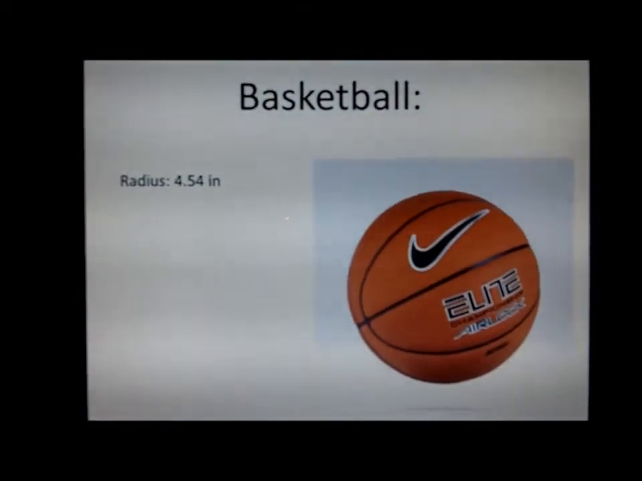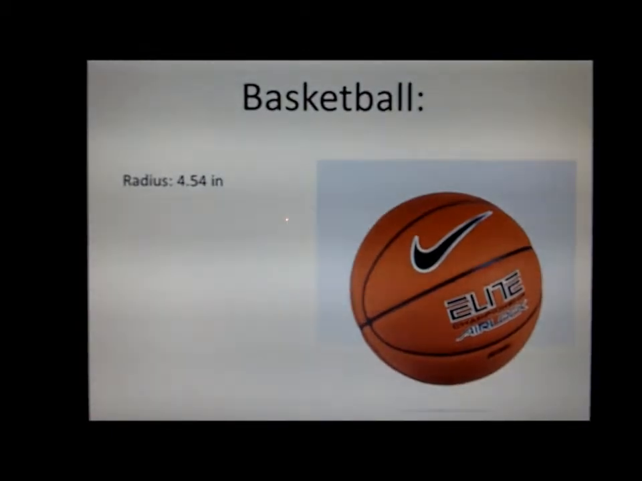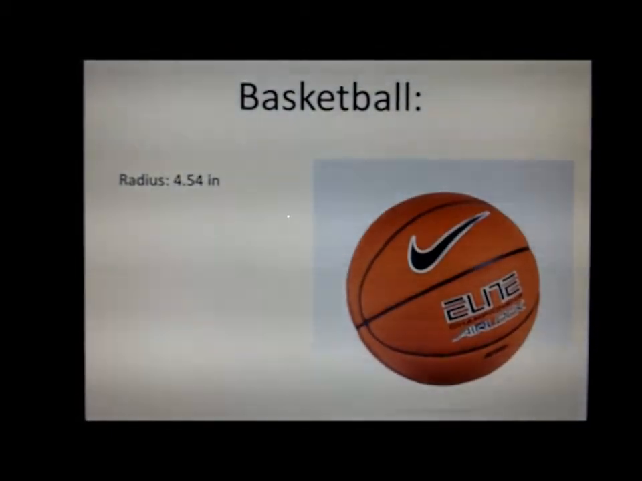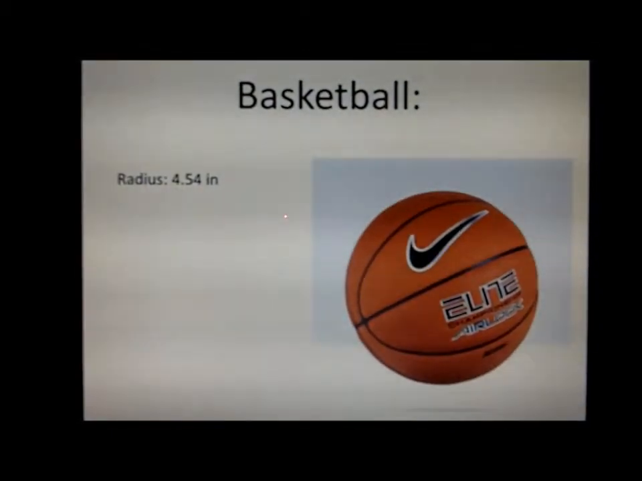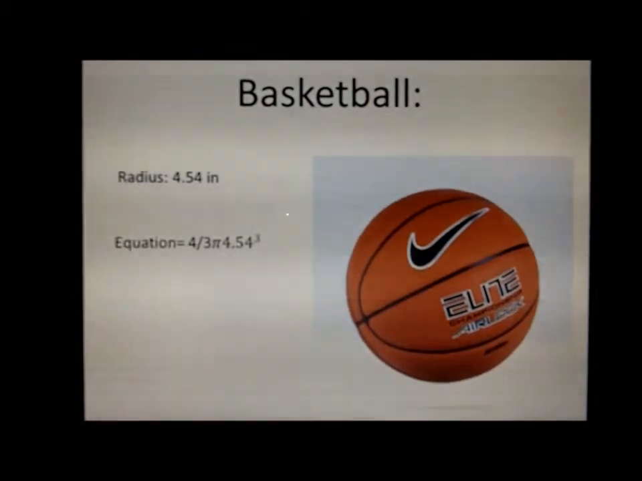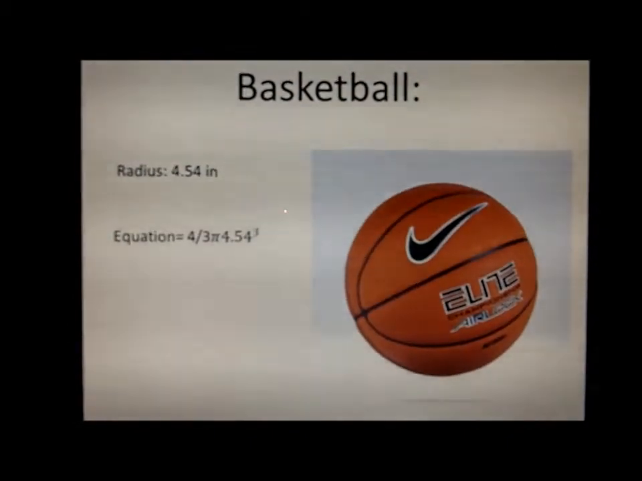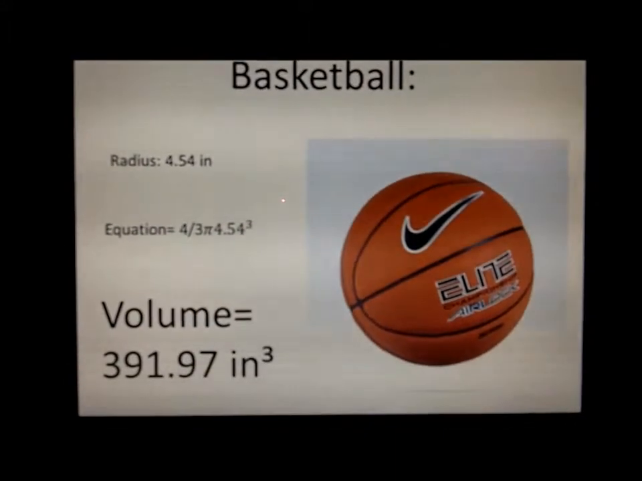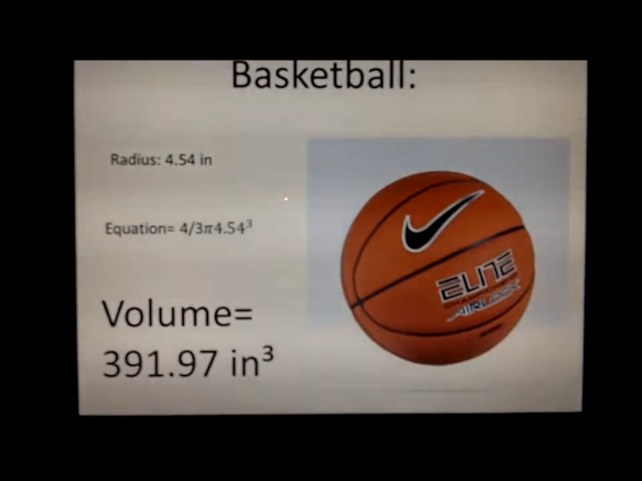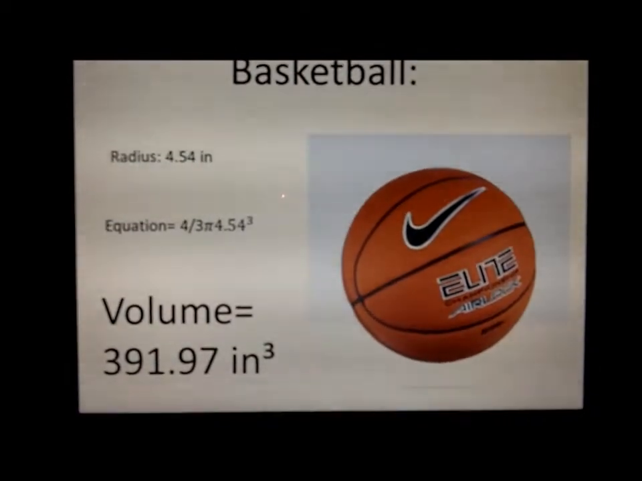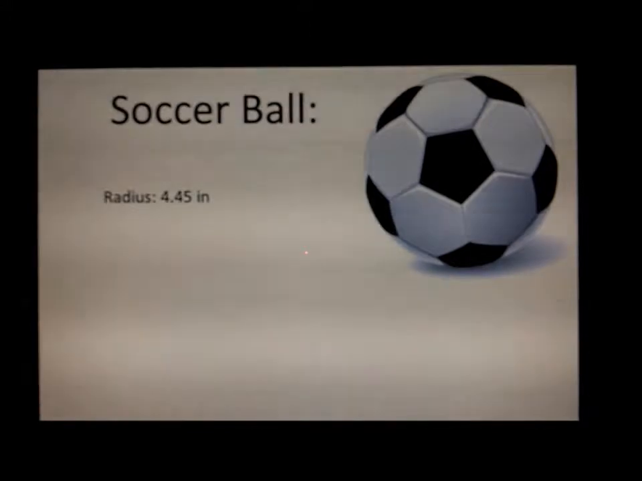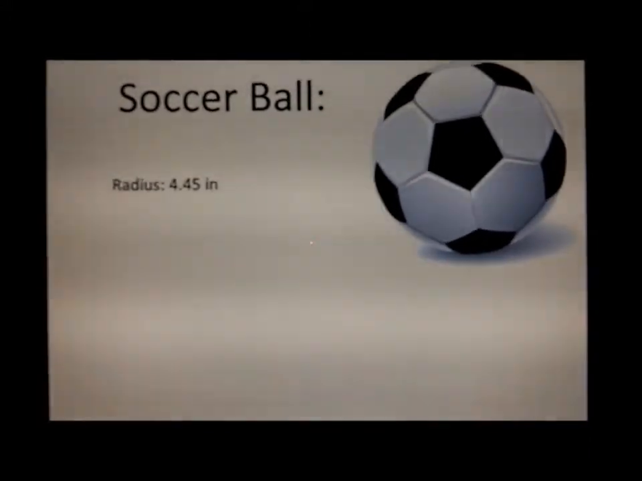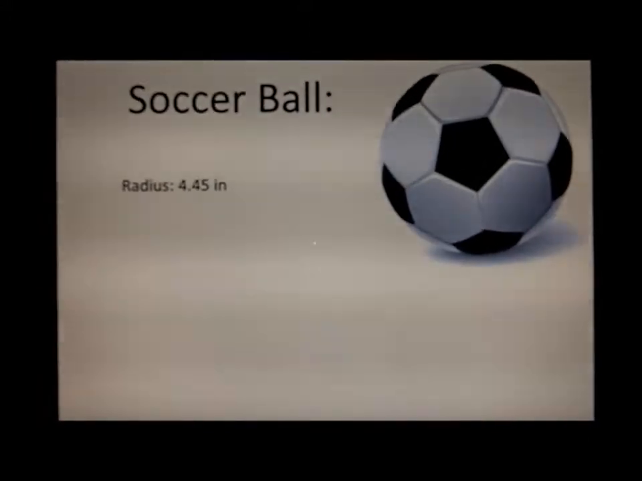The volume of a basketball, you also need to know the radius. The radius for the basketball, again, is 4.54 inches. The equation is 4/3 pi times 4.54 cubed. And that totals up being 391.97 cubed.